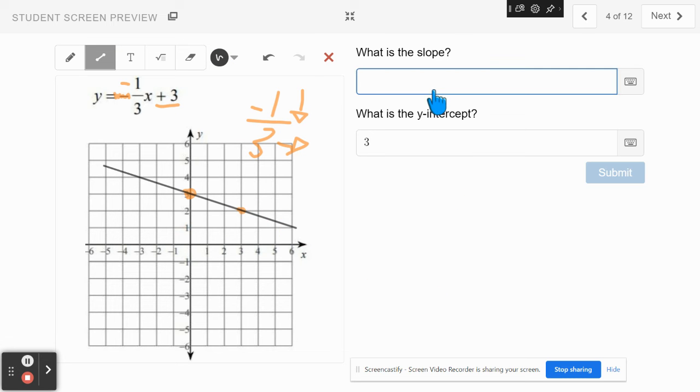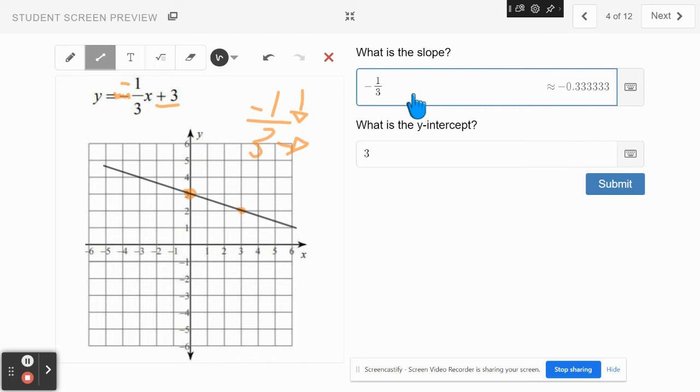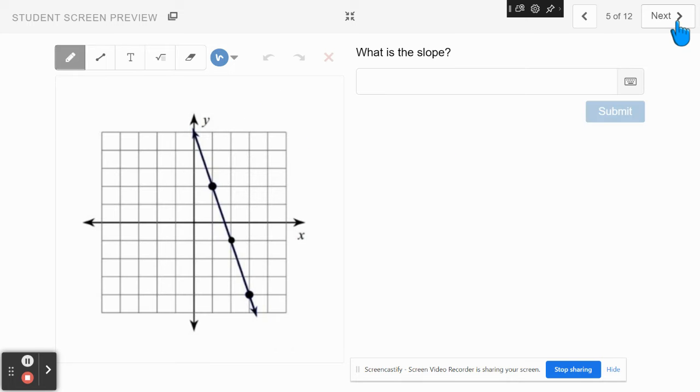Okay, and what's the slope again? You could have gone negative 1 over 3. See how the negative's on the outside, but I always want it to go to the numerator. It's on the outside of the fraction, but it always goes to the numerator. All right, I think you guys got this on your own. Let's go ahead and keep going.